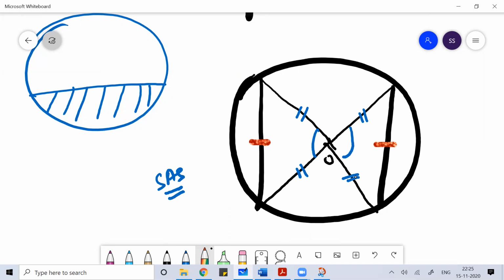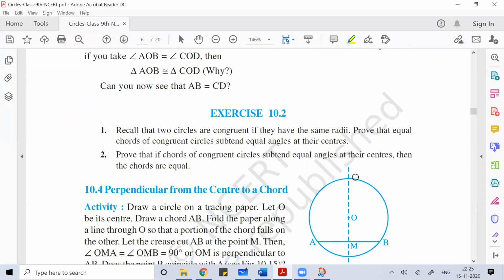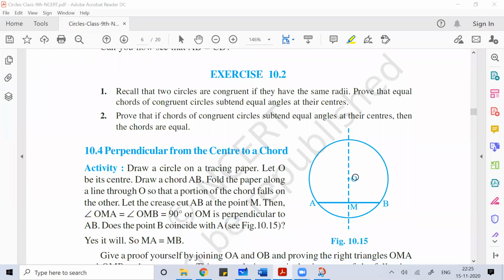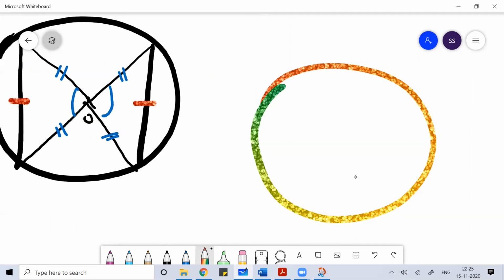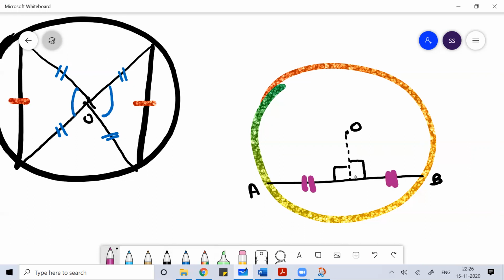So already we have proved these parts. Fine. So going further, now the next theorem. What is the next theorem? Next theorem is this. If you have a circle, and in the circle you have a chord AB, now remember that if you draw a perpendicular line from the center of the circle to the chord AB, then definitely this perpendicular line will bisect this chord.